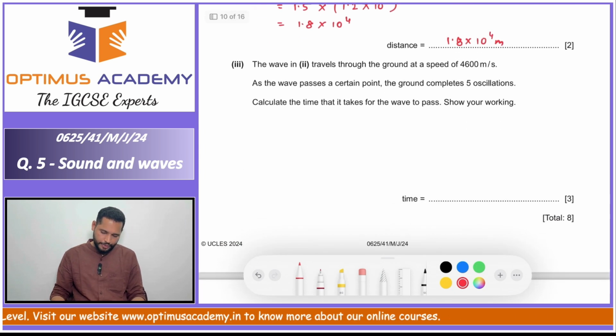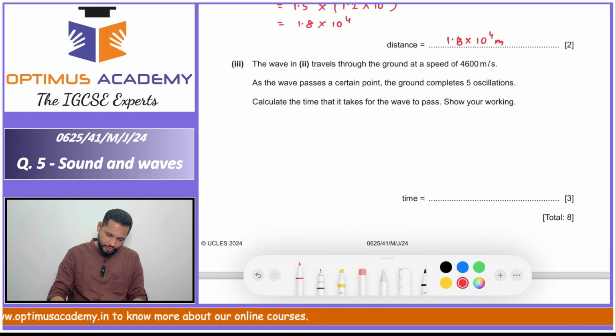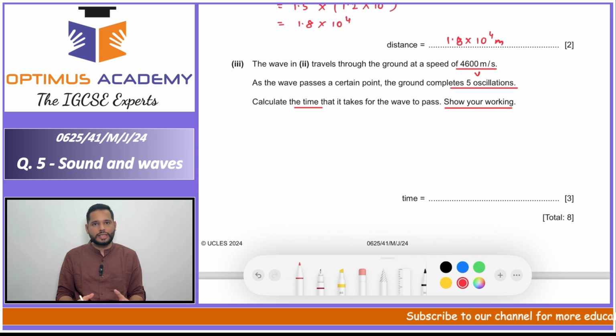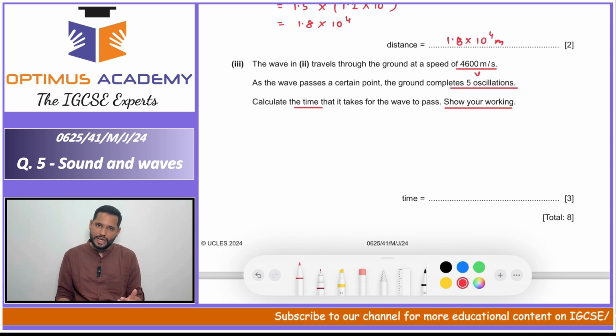The next question, the wave in 2 travels through the ground at speed 4600 meters per second. That is the speed of the wave. As the wave passes a certain point, the ground completes 5 oscillations. Calculate the time that it takes for the wave to pass. Show your working. So we will try to understand from the data what all information is given to us and what they are trying to ask.